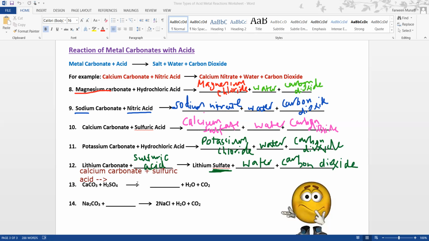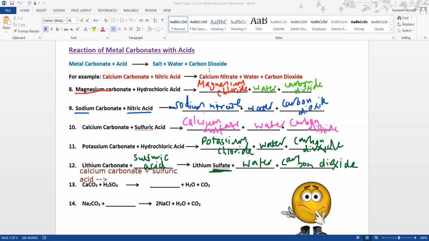What's the name of the metal salt that's going to form there? You can take about 20 seconds, think about it. Calcium carbonate is combining with sulfuric acid. Think about the name of the salt that's formed from sulfuric acid and then connect it to calcium. Yeah, excellent. Good work. Calcium sulfate. That's correct. Awesome.